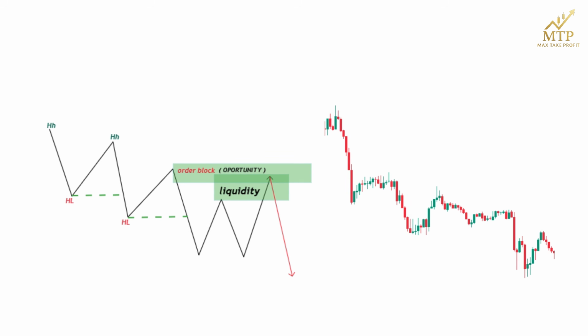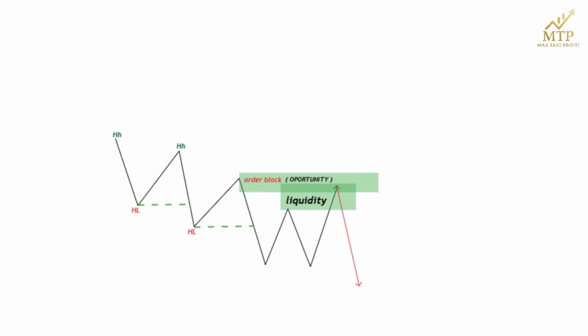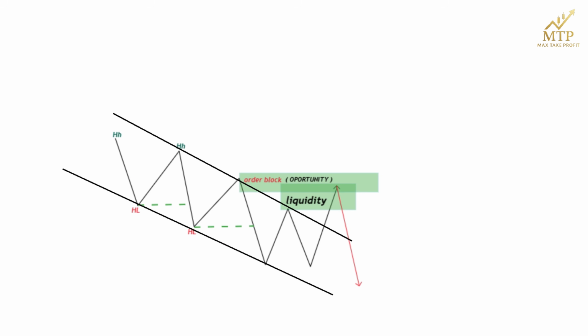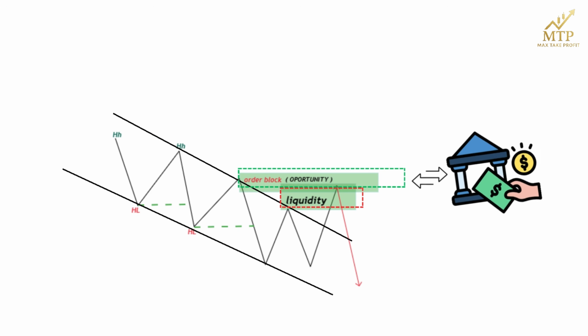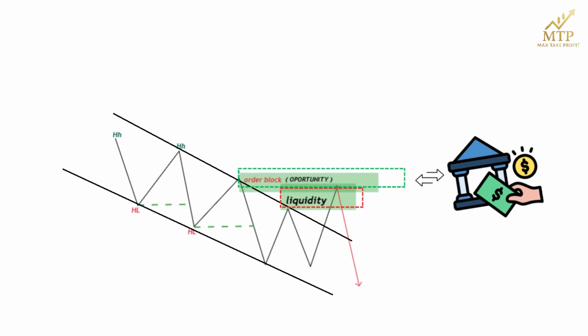The entry model I'm about to reveal to you is built around 3 powerful steps. Step 1, identify the market trend. Step 2, spot the liquidity zones. Step 3, find the institutional zone right above or below that liquidity. Let's break it down step by step.